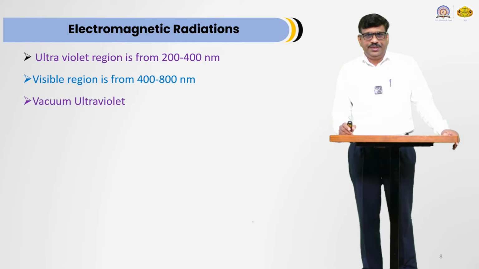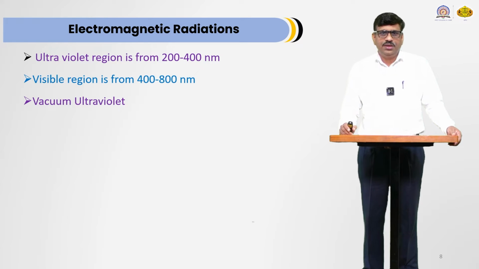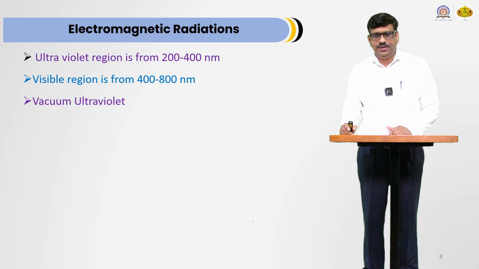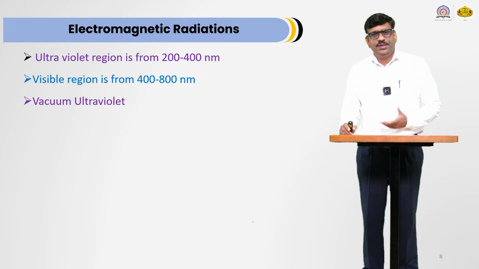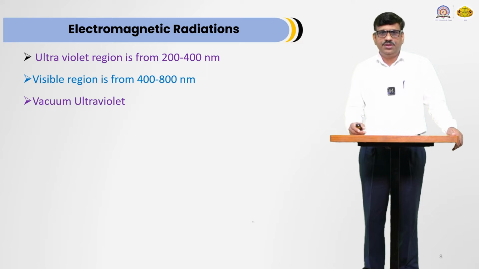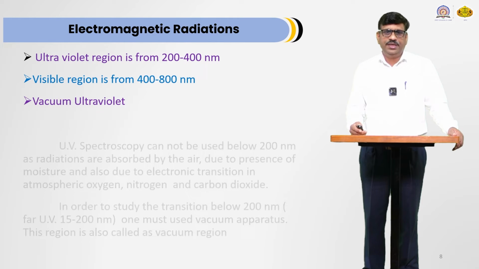Let's see electromagnetic radiation. Ultraviolet spectroscopy is in the region from 200 to 400 nanometer, and we know that region of visible spectroscopy is from 400 to 800 nanometer. There is another term that is called vacuum ultraviolet. It is from 15 nanometer to 200 nanometer.